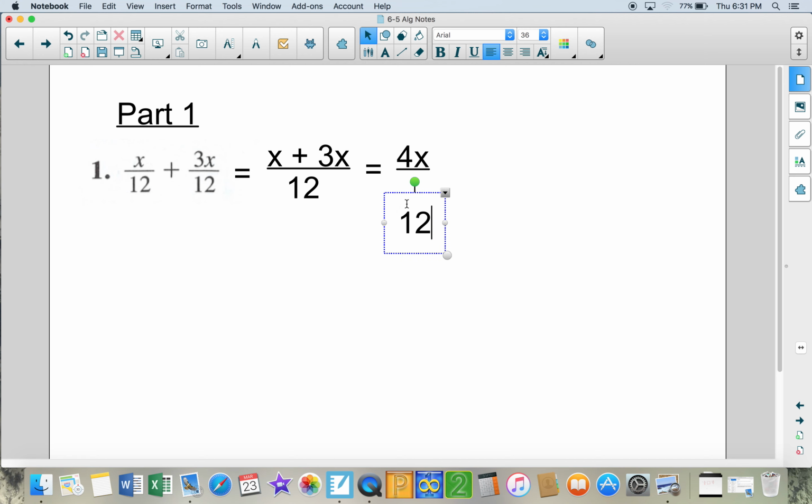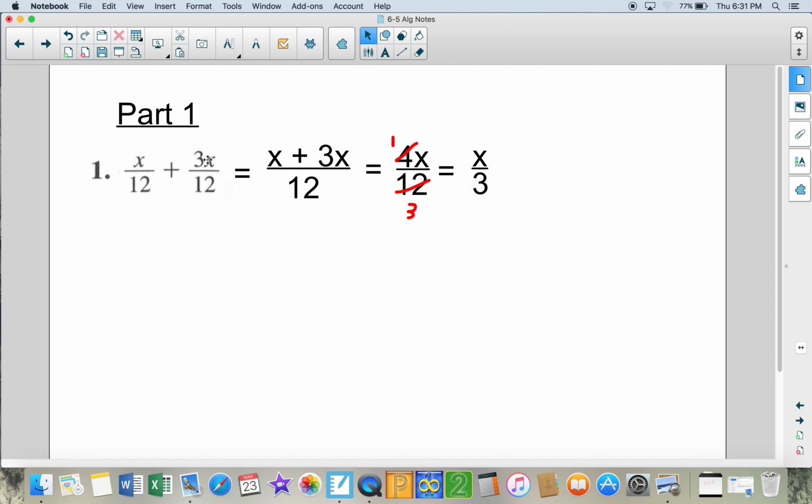over 12. And now we will reduce this fraction. There's a common factor in those two terms. Both can be divided by 4. 4 goes into 4 one time. 4 goes into 12 three times. So we're left with 1x in the numerator, or x. We don't write 1x. And in the denominator, we're left with 3. So x over 12 plus 3x over 12 equals x over 3.